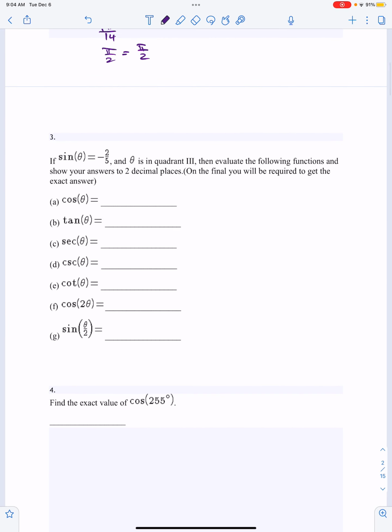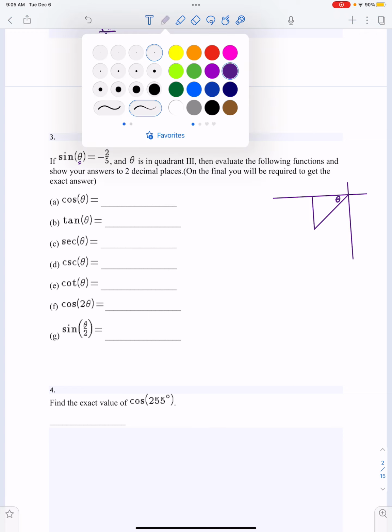Question number 3, you're going to need to create a triangle. For all of these, you will need to have the exact answer. So I'm going to try to sketch the triangle here in the third quadrant because it says it is in the third quadrant. I'm going to name this theta because I have this theta here. And it says sine theta is equal to negative 2 over 5, so I know that is the opposite.